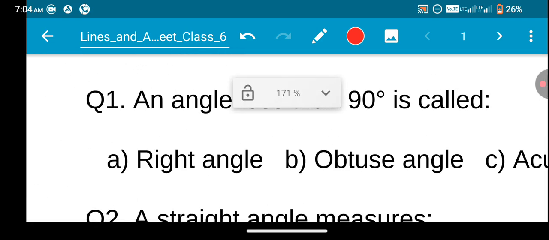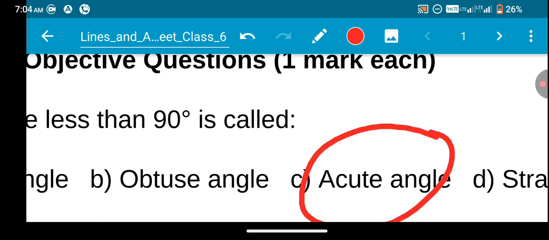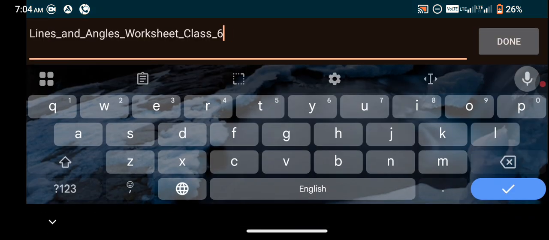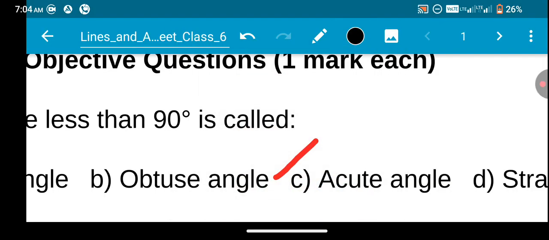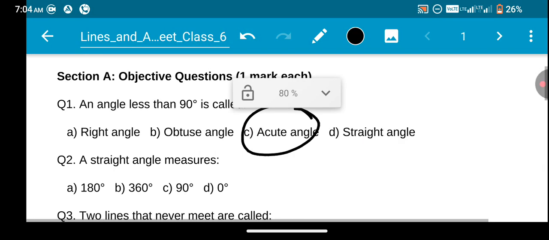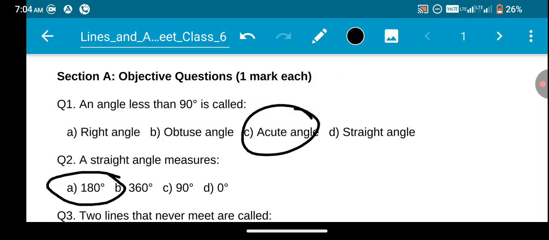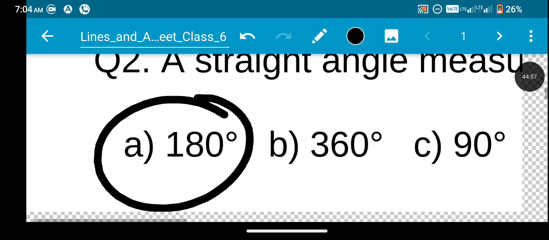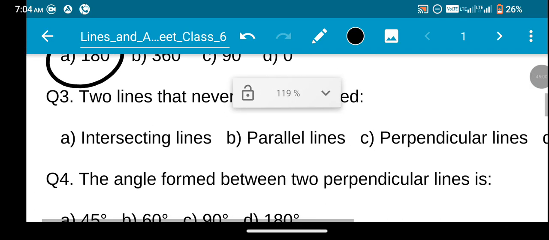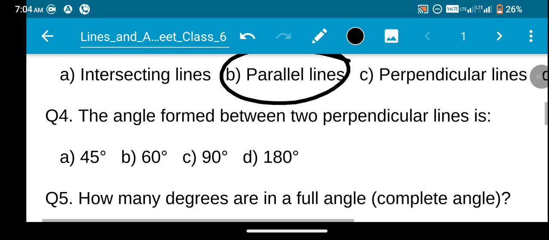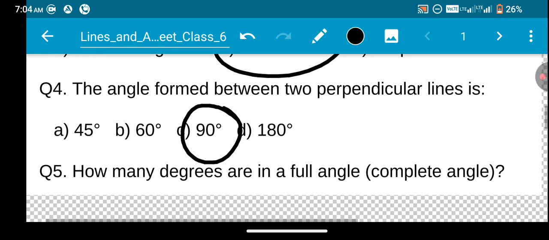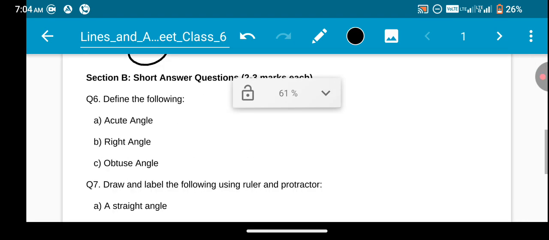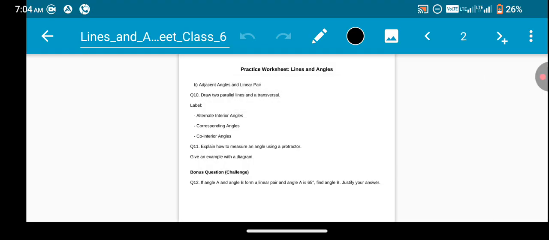An angle less than 90 degrees is called acute. Some of the questions I will discuss here. MCQs only I will discuss. Acute angle. A straight angle measures 180 degree. Two lines that never meet are called parallel lines. The angle formed between two perpendicular lines is 90 degree. How many degrees are formed in a full angle? 360 degree.